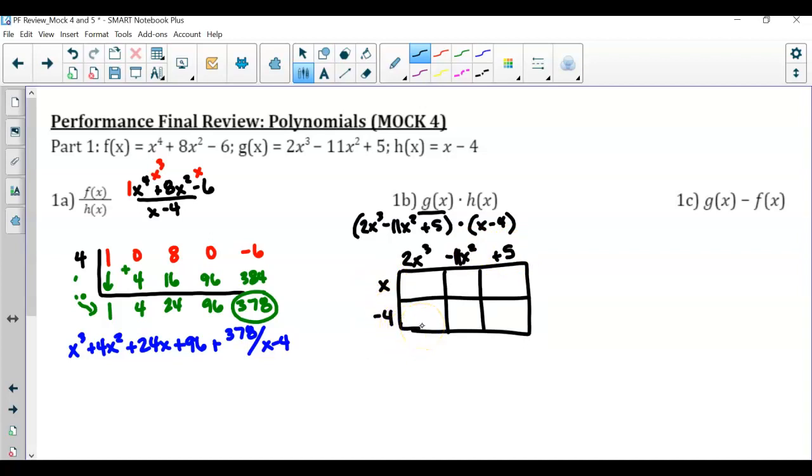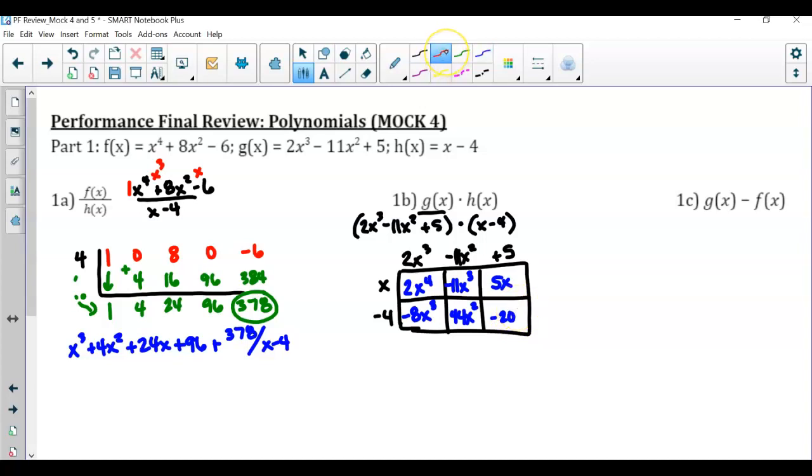Now we're going to go through and start simplifying and multiplying. So I've got now 2 x to the fourth because x cubed times x. So now I've got x to the fourth. This means here I've got negative 11, but now x cubed, x squared times x. Then here, that's just 5, so 5 times x is 5x. Now here, 2 times negative 4, negative 8x cubed. Negative 11 times negative 4, positive 44x squared. Then 5 times negative 4, negative 20.